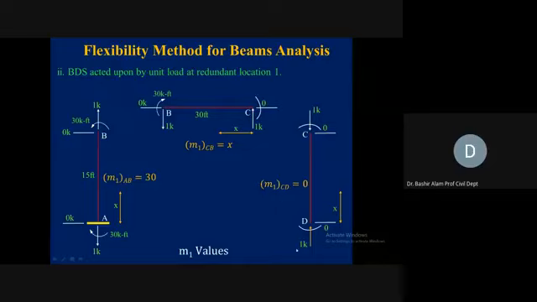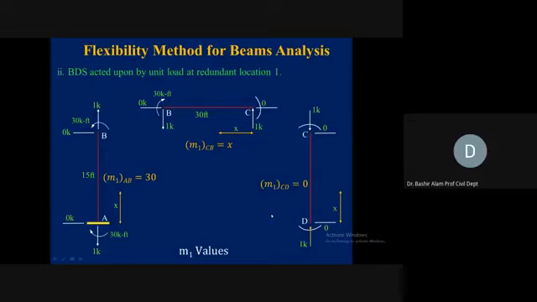For CD, we again take D as the origin. Shear times this distance: shear is 0, so 0 times X is 0, and the moment is also 0. So the whole moment equation becomes 0, and M1 for CD is equal to 0.